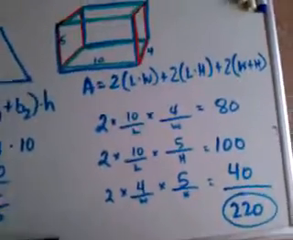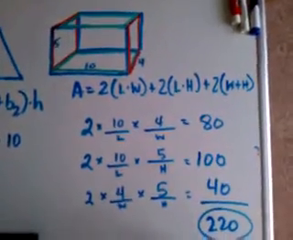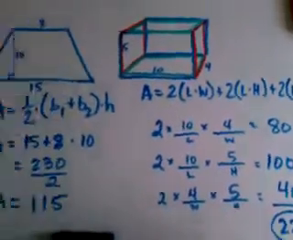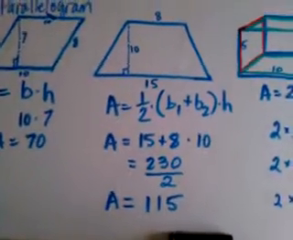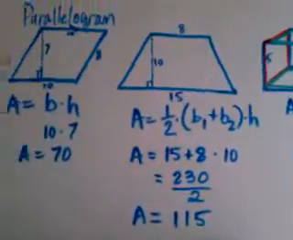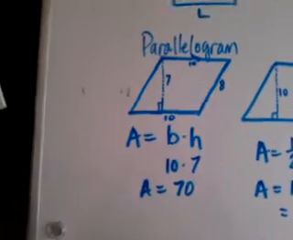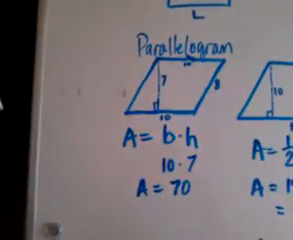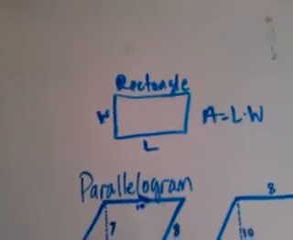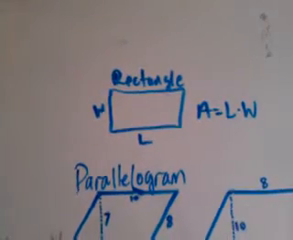So that's how we find the area of a rectangular prism. Here's how we find the area of a trapezoid. Here's how we find the area of a parallelogram, base times height. And for the rectangle, area equals length times width.